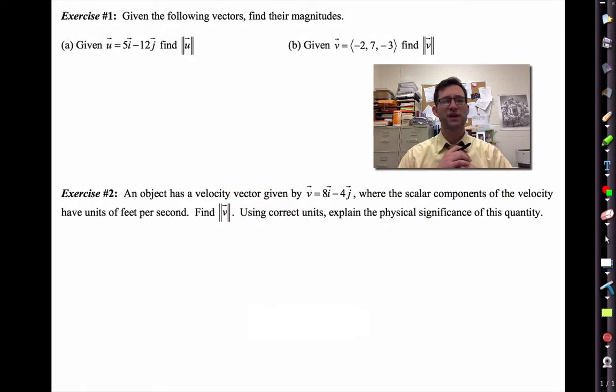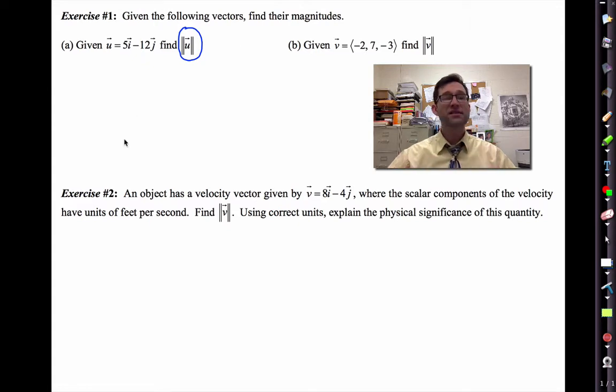Let's take a look at exercise number 1. Now, obviously, part of vectors is being able to read them, and part of that is just being able to recognize what it's talking about. It says, given that u is equal to 5i minus 12j, find this. All right, so what is that? Pause the video for a minute if you need to, but just think about what they're even asking for.